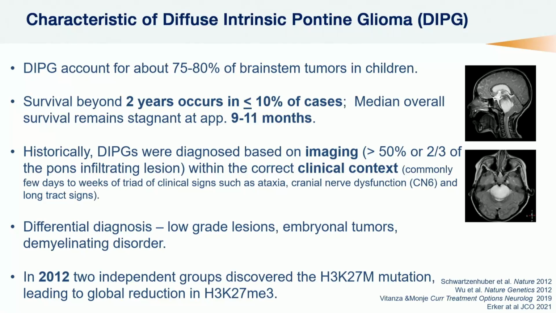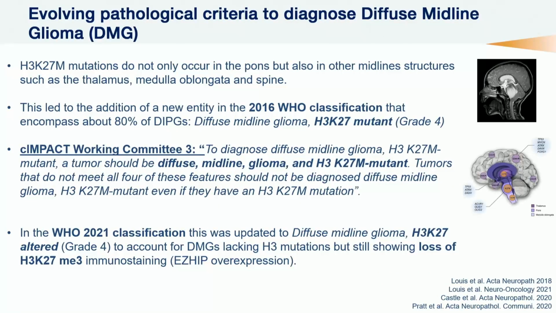In 2012, there was a big breakthrough where two independent groups discovered the disease-defining H3K27M mutation, leading to global reduction in the trimethylation mark of the histones. However, there are really evolving pathological criteria to diagnose diffuse midline glioma. Initially, this mutation was discovered in the pontine setting, but we now understand that a lot of these midline tumors also occurring in the thalamus, midbrain, or spinal cord also carry the H3 mutation. And that led in 2016 to a new entity called diffuse midline glioma H3K27M mutant.